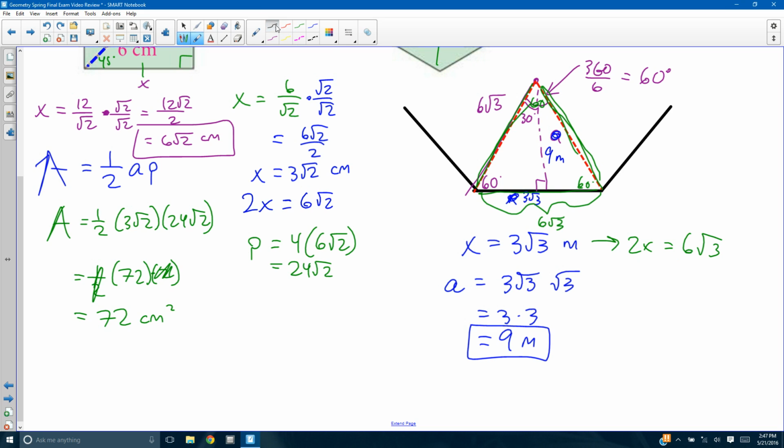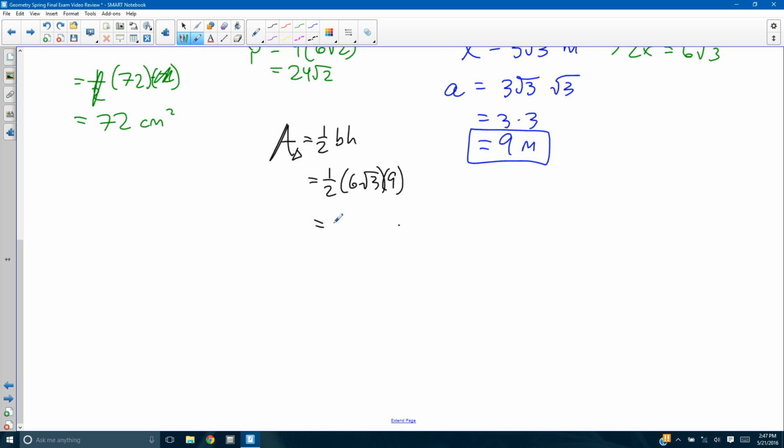So if I found the area of this one triangle that's green and red, this equilateral triangle right here, I would do 1/2 base times height. Now the base is 6 root 3. The height is 9. So half of 6 root 3 times 9 is 27 root 3 square meters. So that's the area of one triangle. The area of the entire regular hexagon then will be 6 times as large.